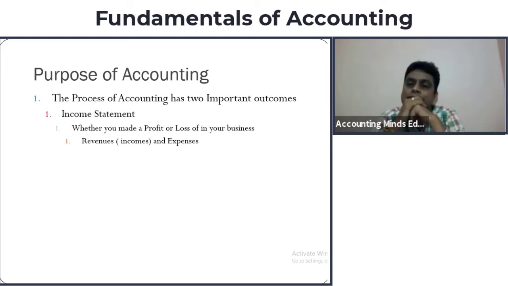Right, guys? Okay, sir. The other main purpose is the balance sheet. Income statement has revenues and expenses. Balance sheet has what?